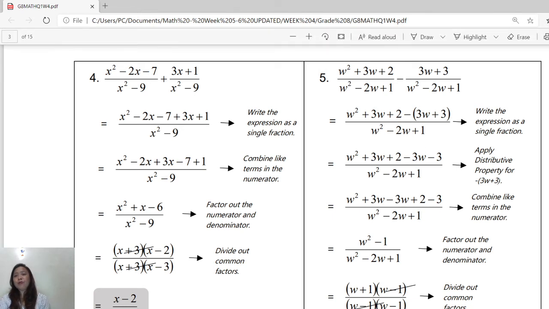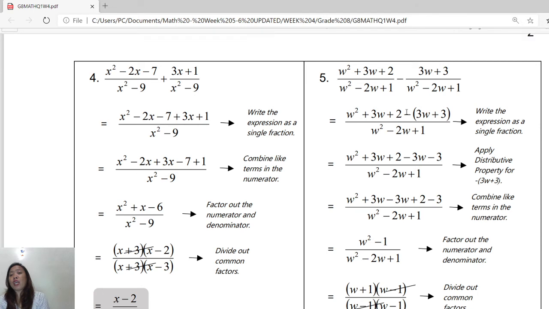Okay, number 5, we have another example: w squared plus 3w plus 2 over w squared minus 2w plus 1 minus 3w plus 3 over w squared minus 2w plus 1. By the way, the denominators again are equal, so you can copy the denominator and combine the numerators. We have w squared plus 3w plus 2 minus, and it should be enclosed in parentheses because it is preceded by a negative sign. If positive, okay lang, walang parenthesis. Pag negative, it should have a parenthesis before another term.